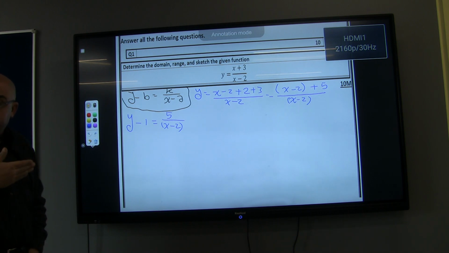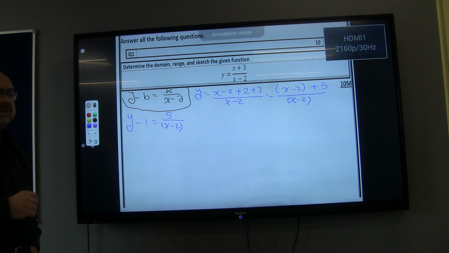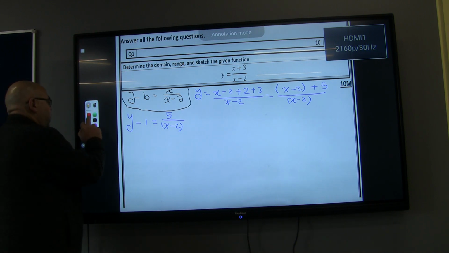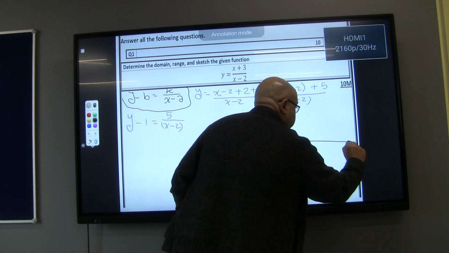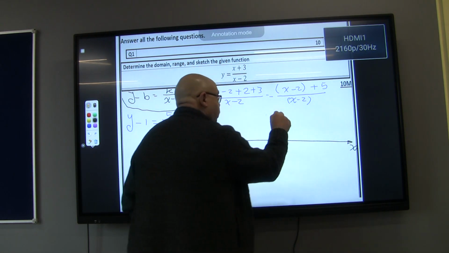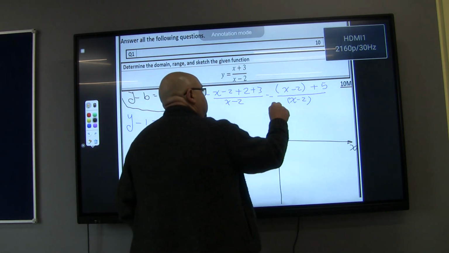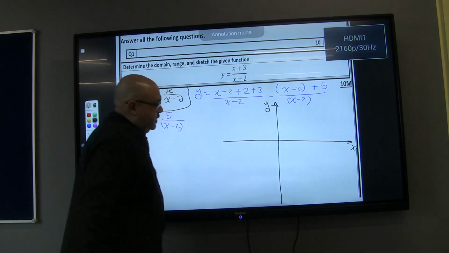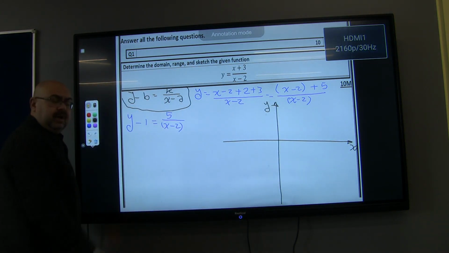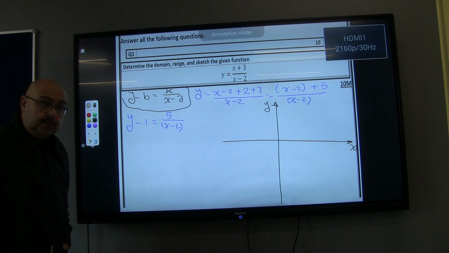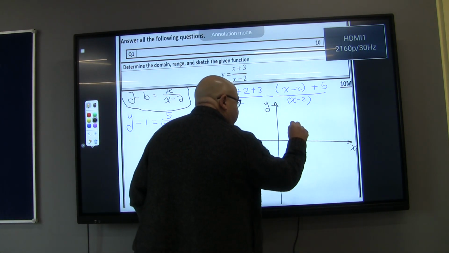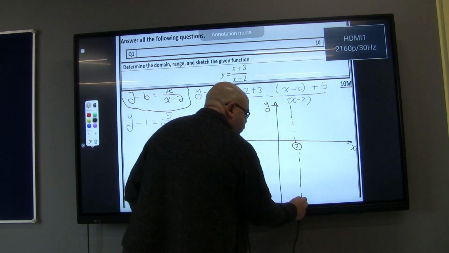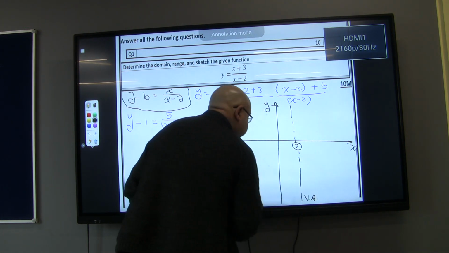Once we have this form, now you can speculate the domain, speculate the range, and also you can give a quick sketch for this function. All we have to do, as you know from the study of our course, is to find a vertical asymptote. The vertical asymptote is obvious, which is at 2. So all we have to do is go to positive 2, making a vertical asymptote. This is our vertical asymptote.